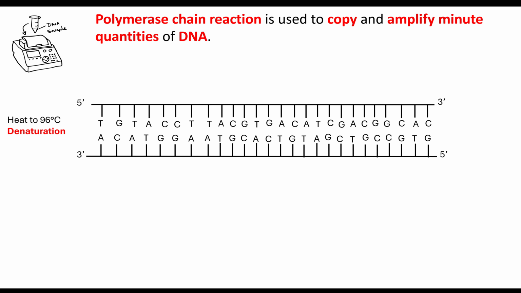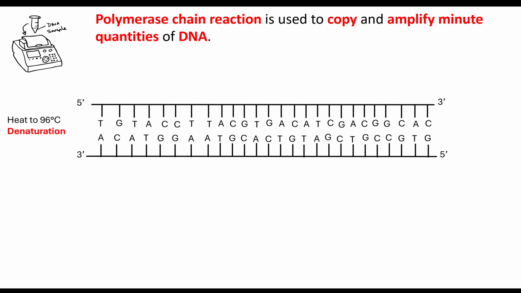So once we have cut our DNA, we've taken our sample, we've cut it into fragments, what we would then do is what's known as PCR, polymerase chain reaction. So a PCR is a machine that's going to be used to copy and amplify minute quantities of DNA.